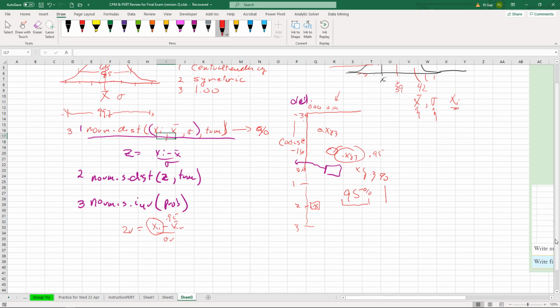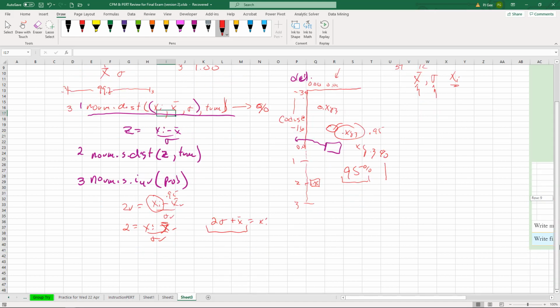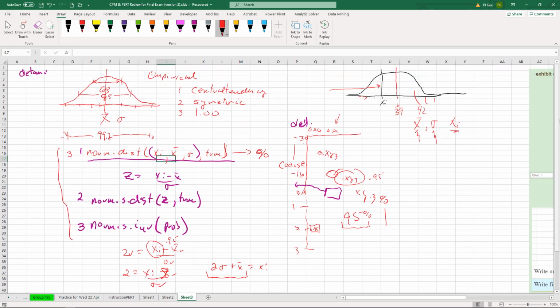z of 2. Okay, so we'll know z is equal to 2 is equal to x minus the mean over the standard deviation. We know the mean, and we know our standard deviation here. So we just solve. So it's 2 standard deviations plus the mean is equal to x. That's all we do. That's all we've been doing for the last 2 or 3 weeks of this work. All right. But here are the 3 equations for those purposes. All right. So let's now move on.